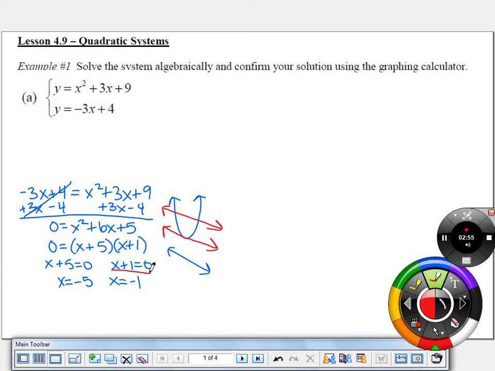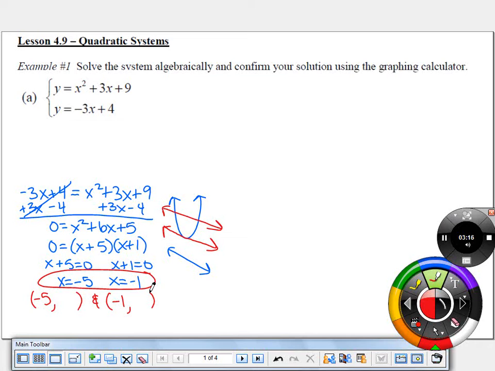So the fact that you have 2 x values, this is not one ordered pair. These are 2 separate x values, meaning this line and this parabola are crossing twice. At one of the points that they cross at, the x coordinate is negative 5. And at the other point they cross at, the x coordinate is negative 1. And now we need to find a y coordinate to go with both of those x coordinates.